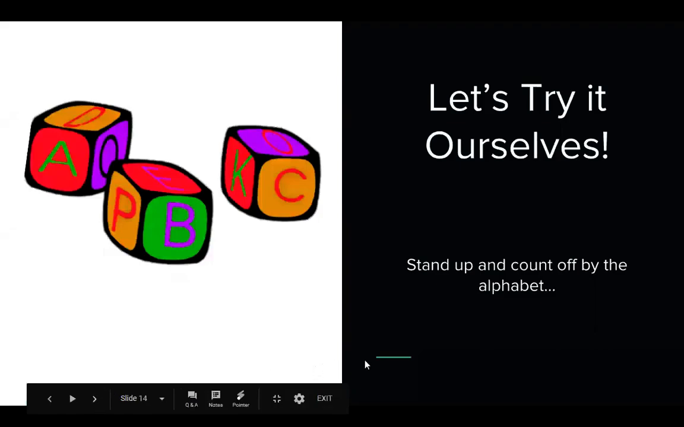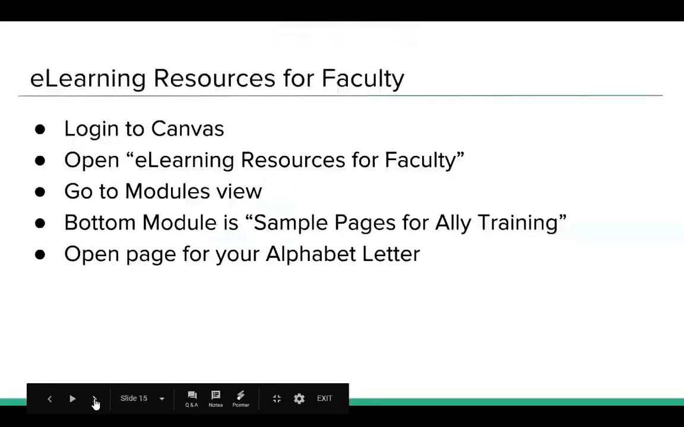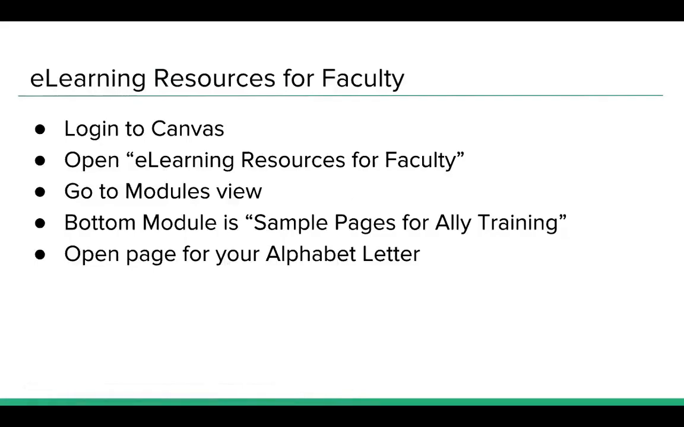All right, so we're going to try this ourselves. Now what I want you to do is go ahead and log into Canvas. Keep your Zoom screen open if you're attending remotely. Open up your browser and log into Canvas. Open e-learning resources for faculty. That's a classroom in there. And follow these: go to your modules view, and then scroll all the way to the bottom for sample pages for Ally training. Then find your alphabet letter and open up that page. I'm going to give you a minute or two to do that, and I'll leave these instructions up here.